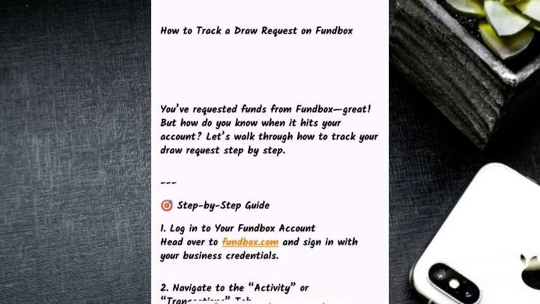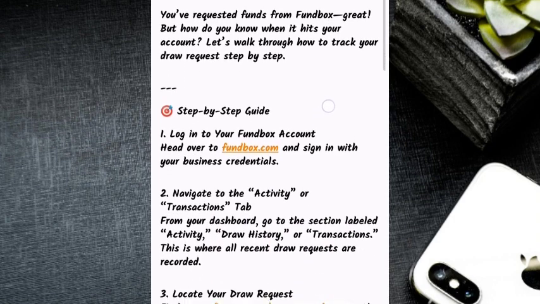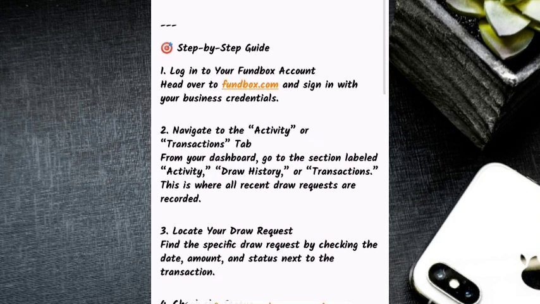First step is going to be to log into your Fundbox account. So go ahead and head over to fundbox.com and sign in with your business credential. Next, navigate to the activity or transactions tab. Now from your dashboard, go to the section that's labeled Activity, Draw History, or Transactions. This is where all of your recent draw requests are recorded.